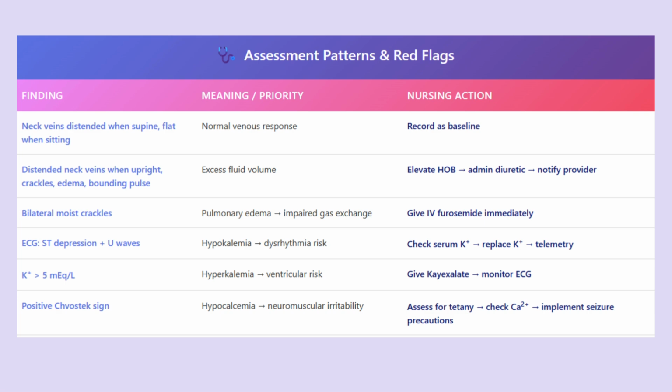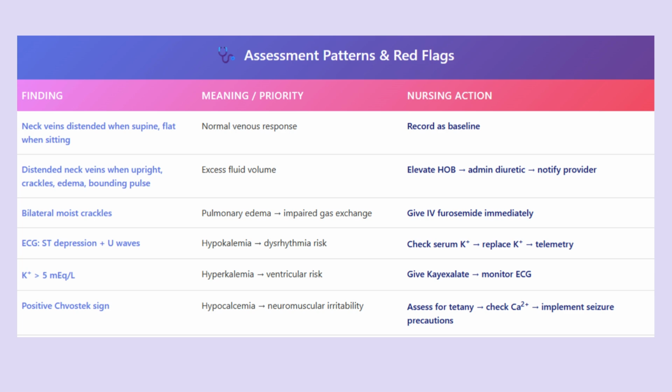If you hear bilateral moist crackles, that tells you the alveoli are full of fluid and gas exchange is impaired. That's a critical finding. The priority action is to raise the head of the bed, apply oxygen if needed, and give intravenous furosemide as ordered. Furosemide helps mobilize and remove that fluid quickly.